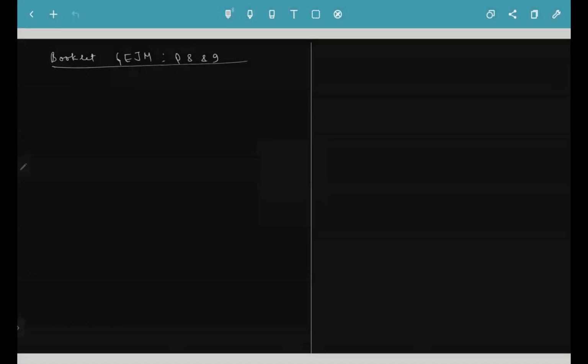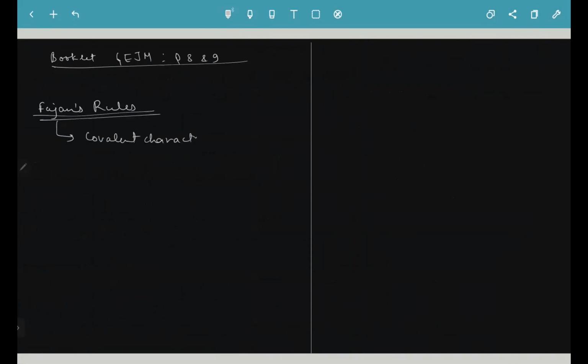Now let us continue with this. Next topic we'll study is Fajan's rule. We'll talk about covalent character in ionic compounds. Every covalent bond can have some degree of ionic character in it. Every ionic bond can have some degree of covalent character in its bond.